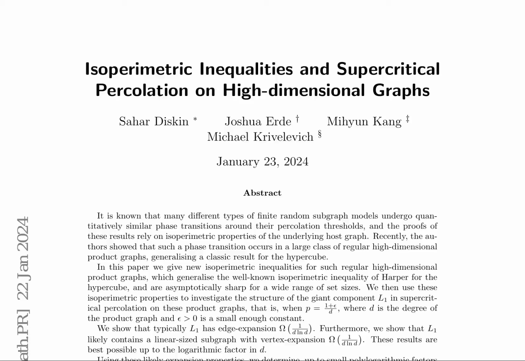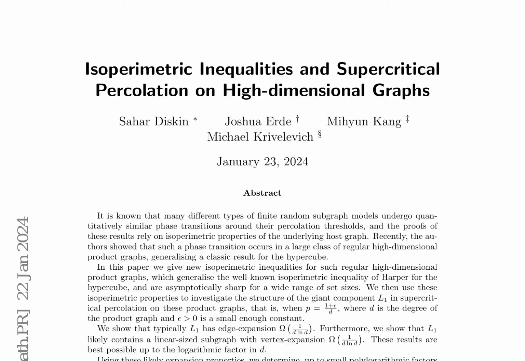The vertex isoperimetric problem has also been fully solved in the hypercube, where optimal sets are given by Hamming balls. The vertex expansion factor is a decreasing function of k, which is Ω(d) for small sets and shrinks to Ω(1/√d) for linear-sized sets.